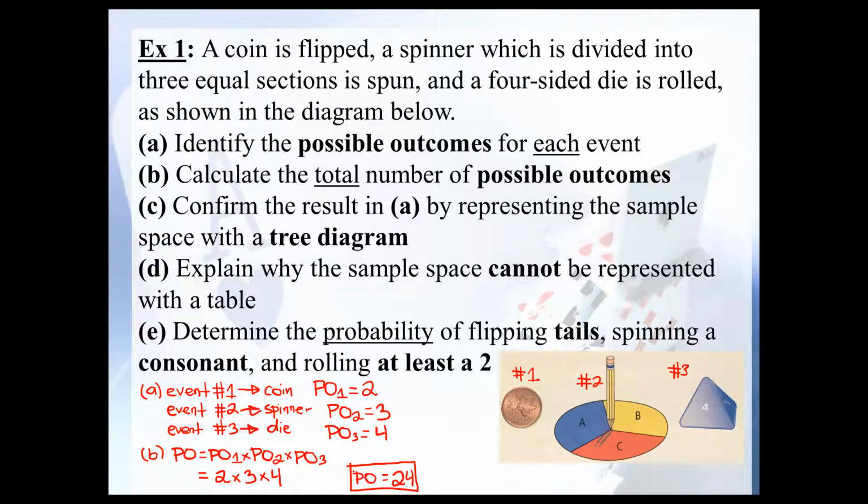Okay, now we're going to confirm that this actually does work, though. So C says confirm the result in A by representing the sample space with the tree diagram. Okay, this is a nightmare when you're trying to do a tree diagram that shows 3 different possible events, because you're going to have a ton of different branches and trunks to draw here. Okay, so we're going to give ourselves a ton of space to actually do this.